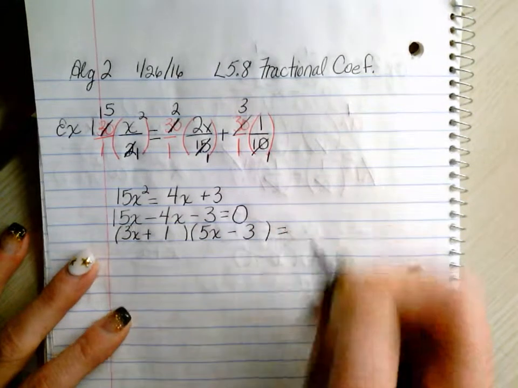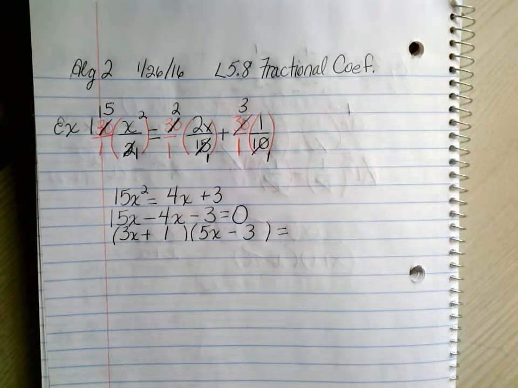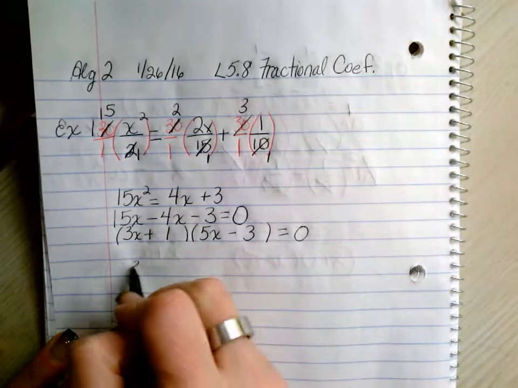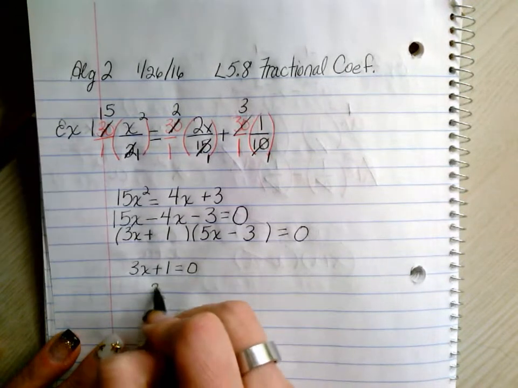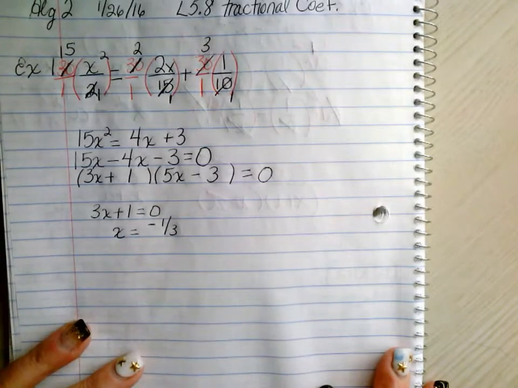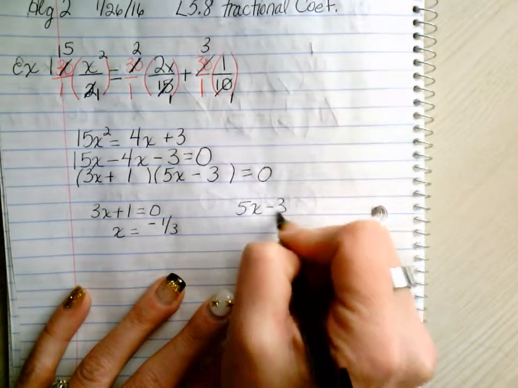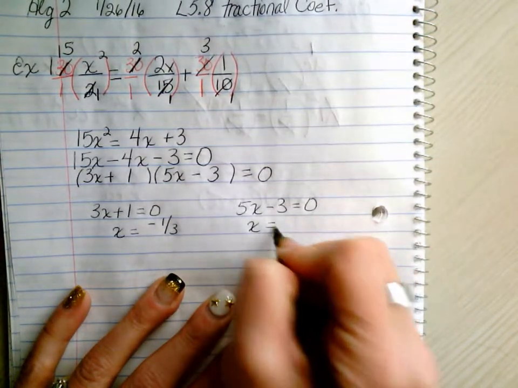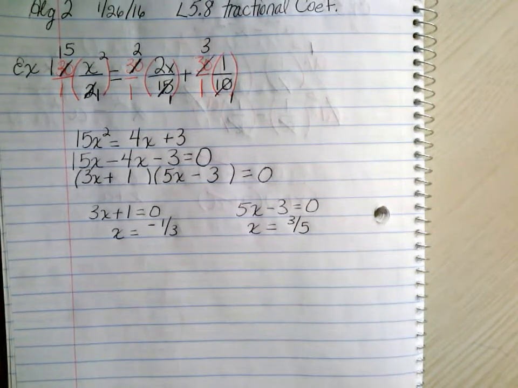Again, you could do this on your own. This isn't something you need practice at. It definitely takes time, but you can do it. 3x plus 1, 5x minus 3. You solve each piece for 0. So this is going to be x is a negative 1/3. You guys remember how to do that? Or on this side, x is a positive 3/5. So there's your solution set.